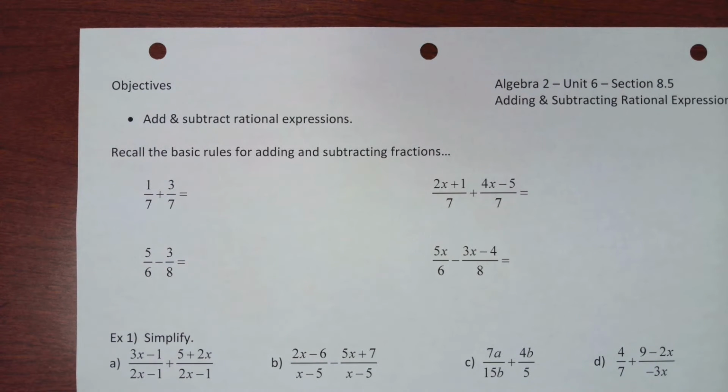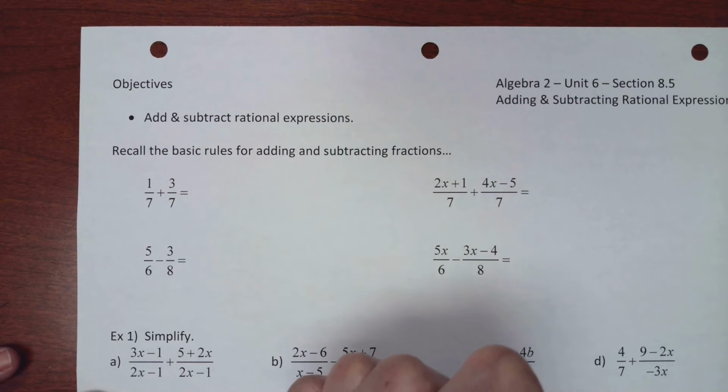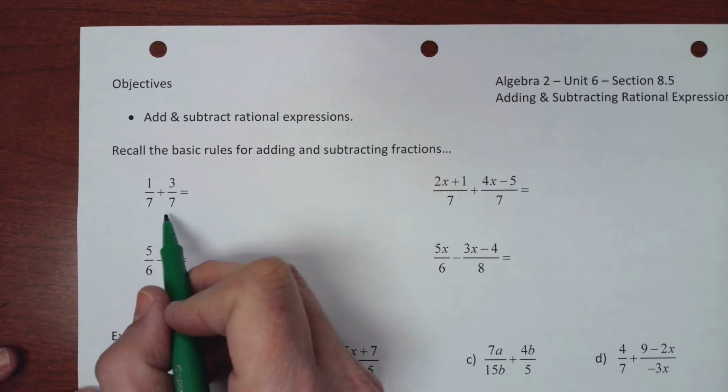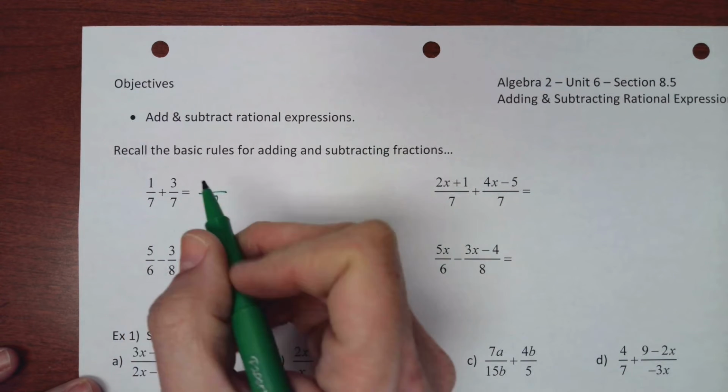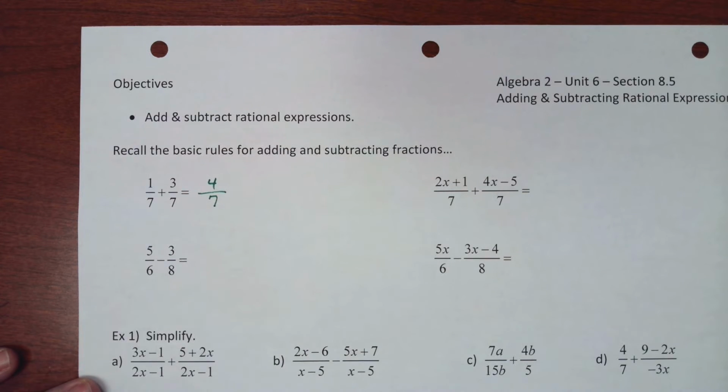Alright, so today we were trying to add and subtract rational expressions. When you add and subtract fractions, the main thing you have to have is a common denominator. So these already have a common denominator. I have a 7 on the bottom, 1 plus 3 is 4. 1/7 plus 3/7 is 4/7, right?